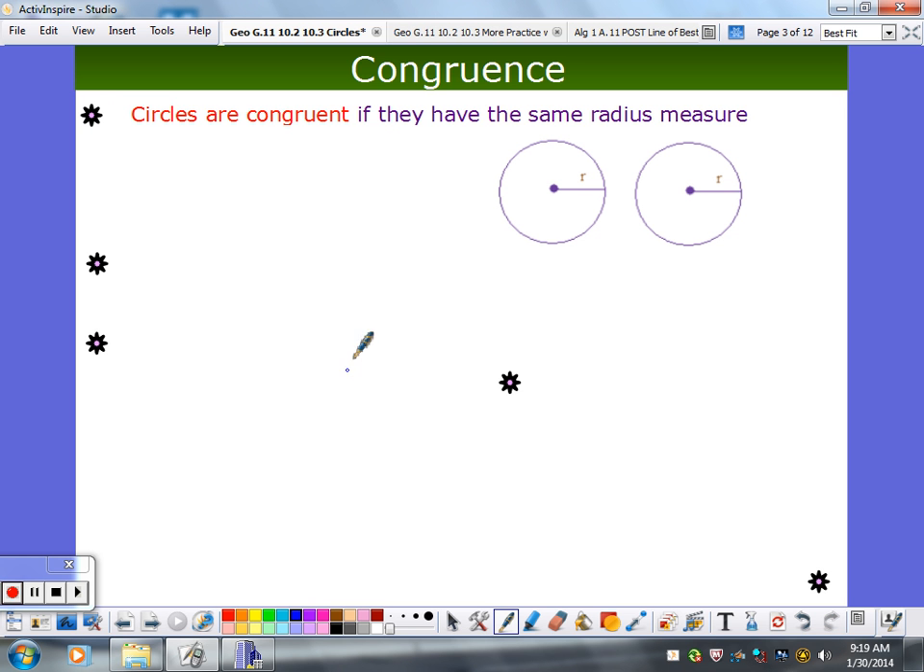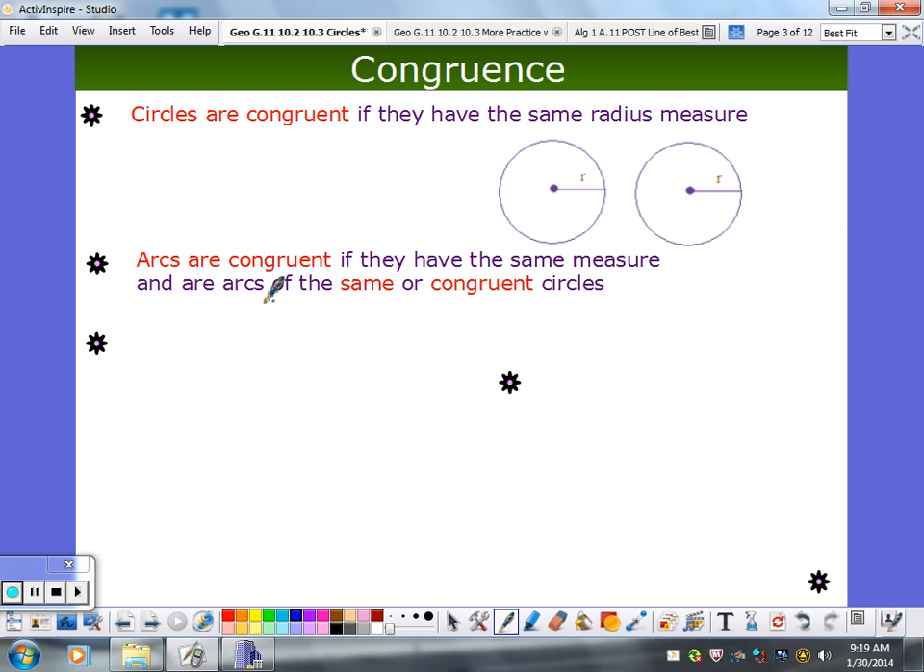Okay. Congruence. How do you know if circles are congruent? Congruent circles have the same radius. Think about that. Makes sense, right? You're going around the same amount, so your circumferences will be the same. Arcs are congruent if they have the same measure, so you've opened up the same angle. Let's say I open this up 30 degrees; as long as I open that one up 30 degrees, so far my arcs are congruent.